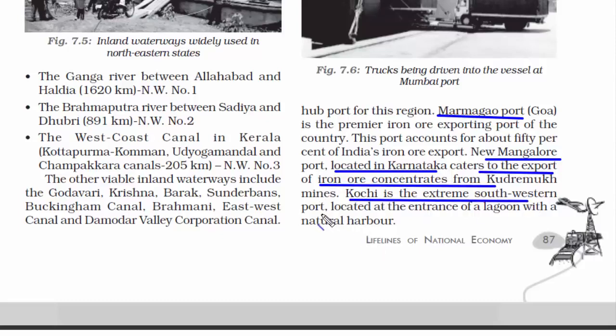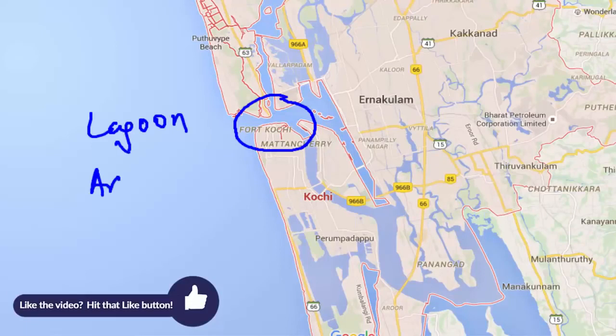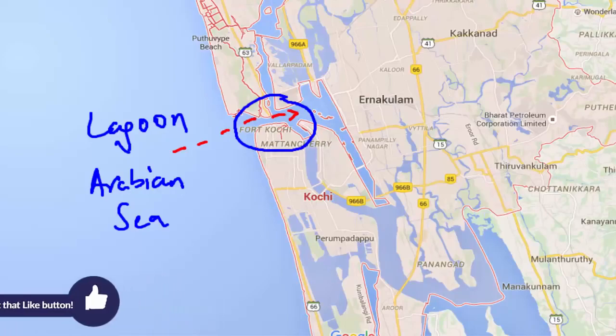Now Kochi is the extreme southwestern port that is located at the entrance of a lagoon with a natural harbour. Now a lagoon is a shallow body of water separated from a larger body of water by barrier islands or coral reef. So the lagoon at Kochi looks like this. This is the one.